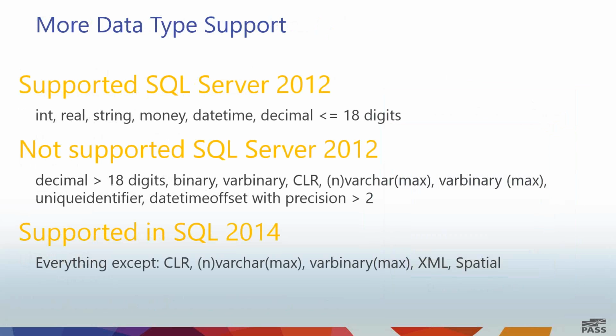So in 2014, we now have more data type support. In 2012, you can see the data types we supported. In 2014, we improved our support except for a few things like CLR types, varchar max, varbinary max, XML and spatial. There's ways to get around these things, and I'll talk about them in a little bit. But really, from a fact table perspective, this makes sense. Generally, you're not seeing these types of data types within your fact tables.